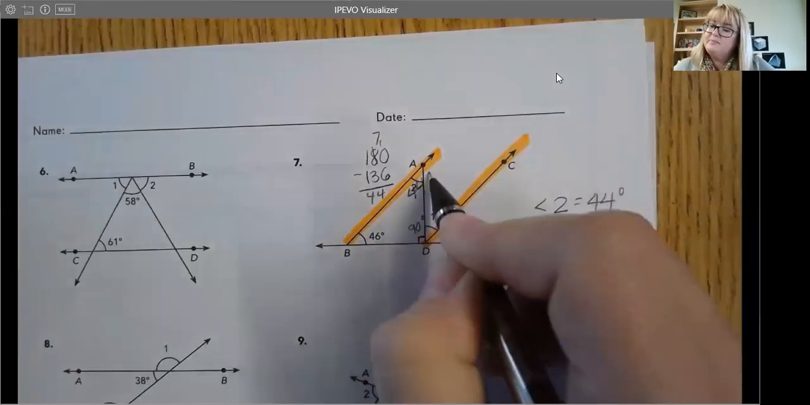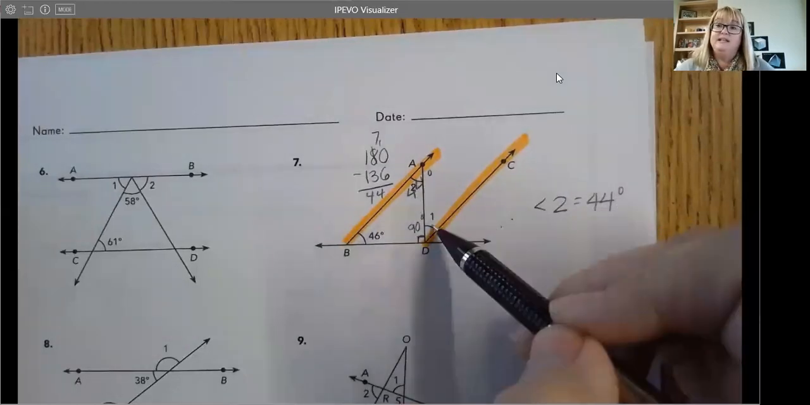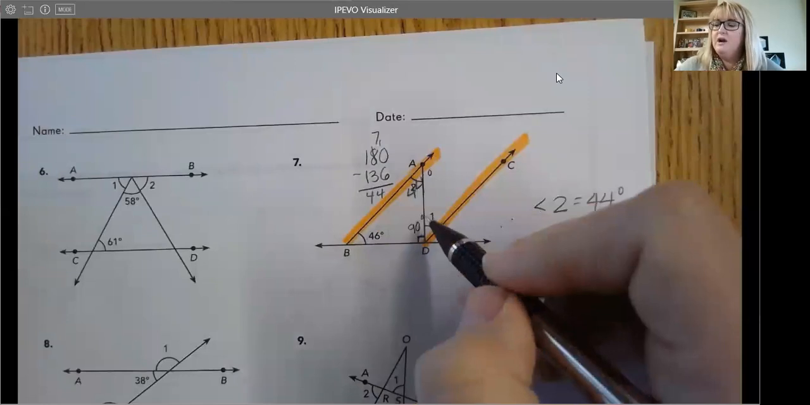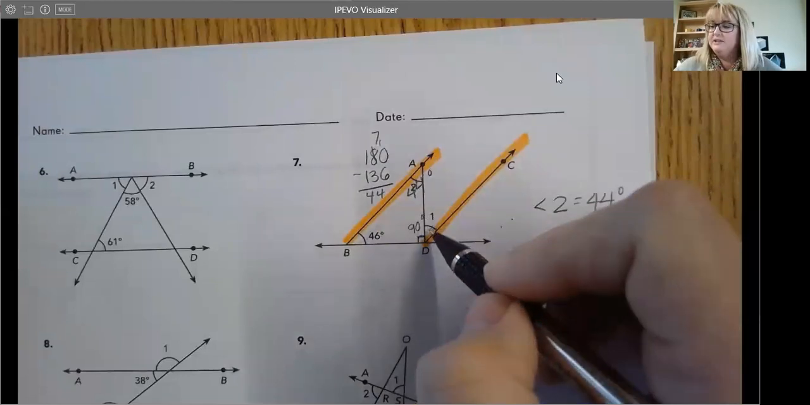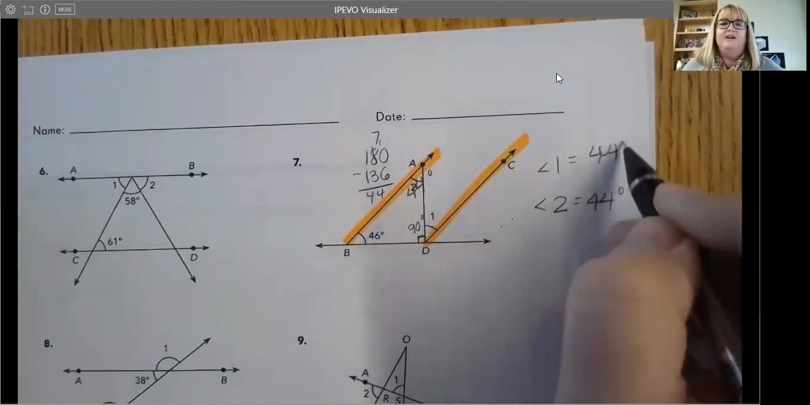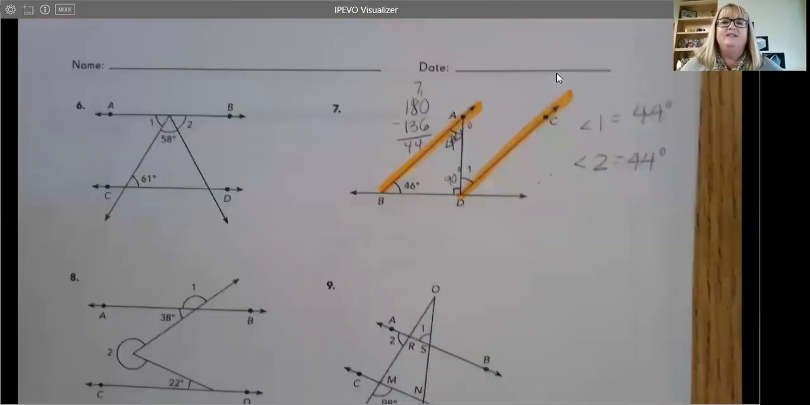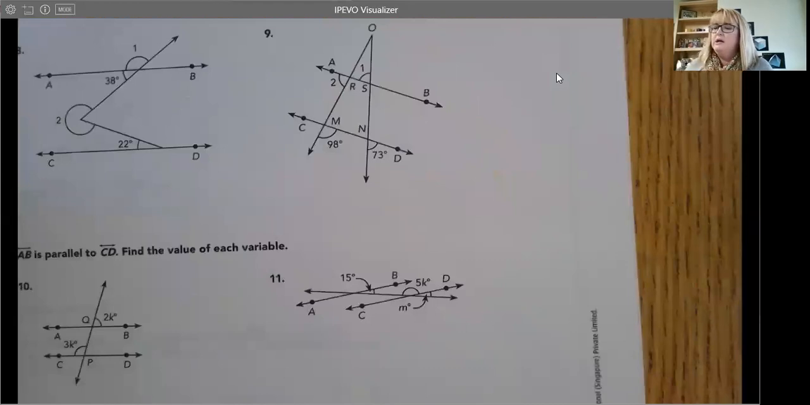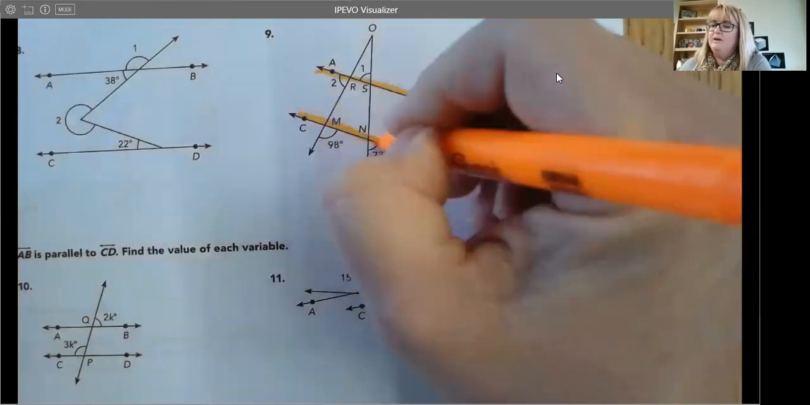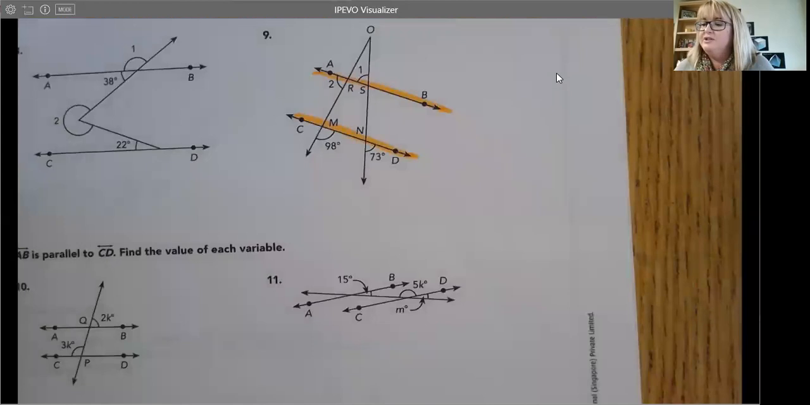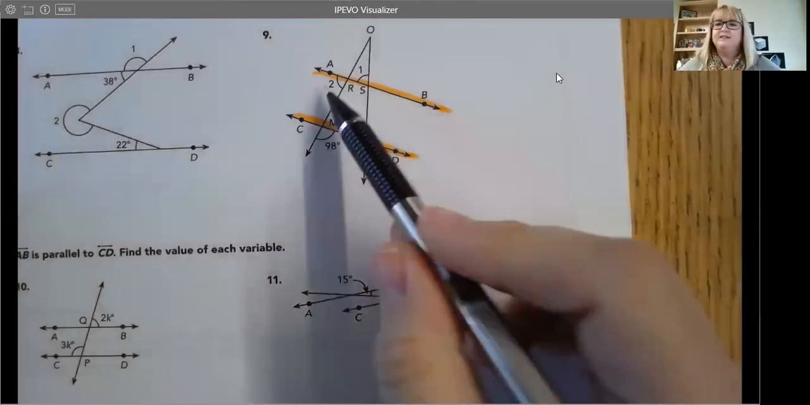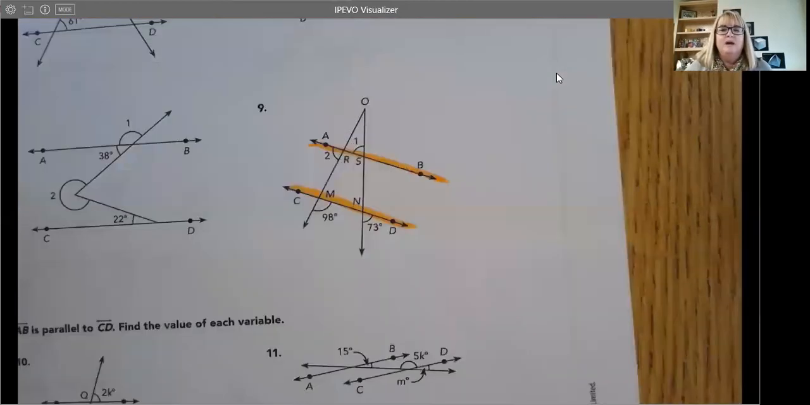Well, again, angle 2 and angle 1 are alternate interior because they are inside. So if they are alternate interior, they are congruent. That means angle 1 is also 44 degrees. All right, let's move on to 9. AB and CD are parallel. So let's highlight that. We are looking for angle 1 and angle 2. And is that it? Angle 1, 2, there's no 3. So angle 1 and angle 2.